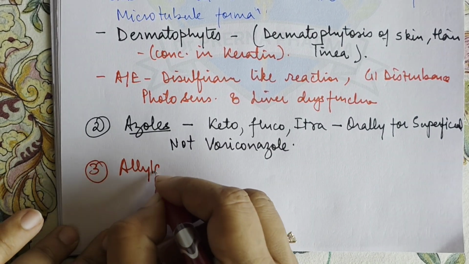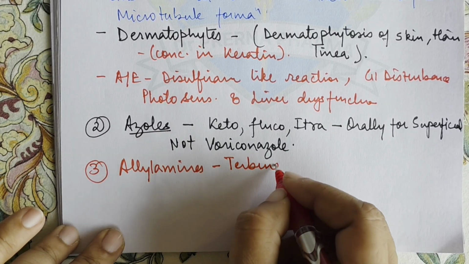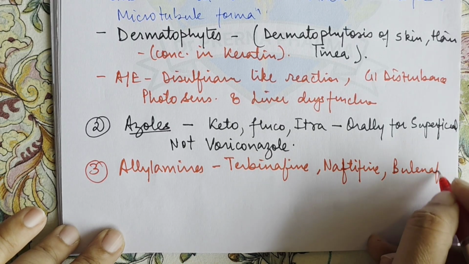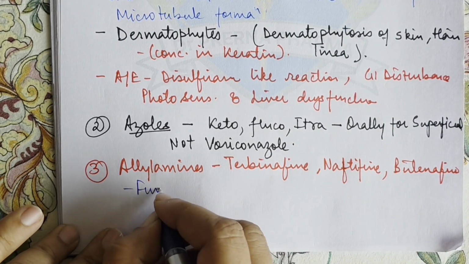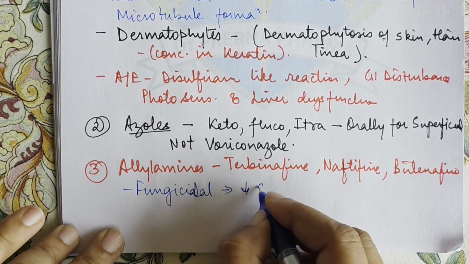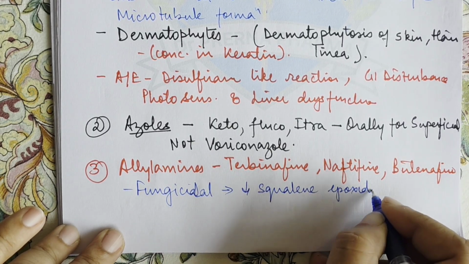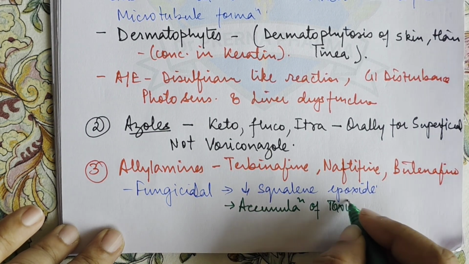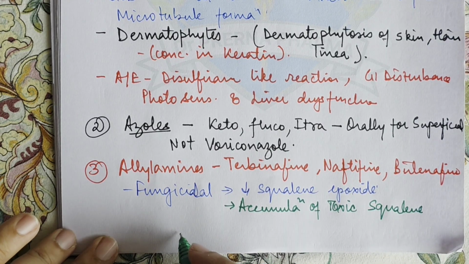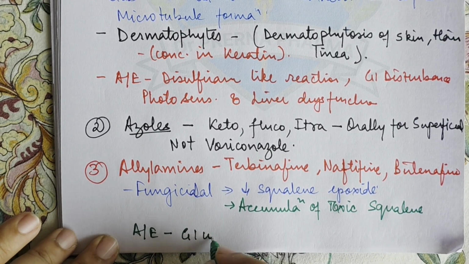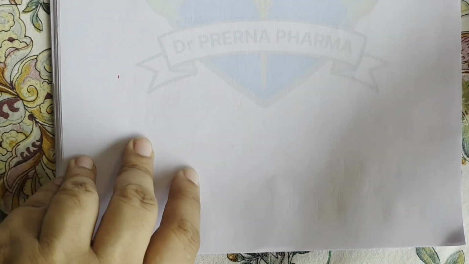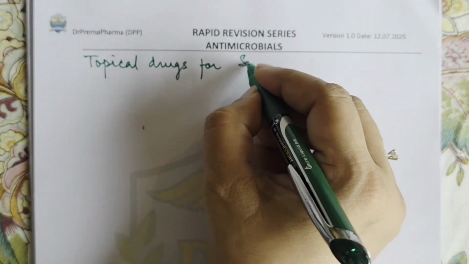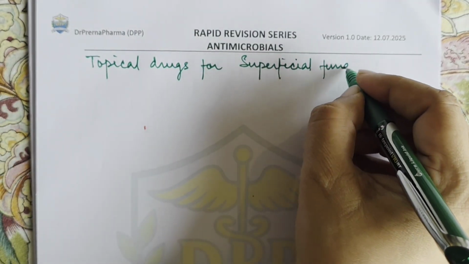Third is allylamines. The drugs that come in allylamines are terbinafine, naftifine and butenafine, right? Now these are fungicidal agents and they inhibit squalene epoxidase. So by inhibiting squalene epoxidase, they cause accumulation of toxic squalene, right? And if we talk about adverse effects, they mainly cause GI upset, right? Then coming to the antifungal drugs, topical drugs for superficial fungal infections.